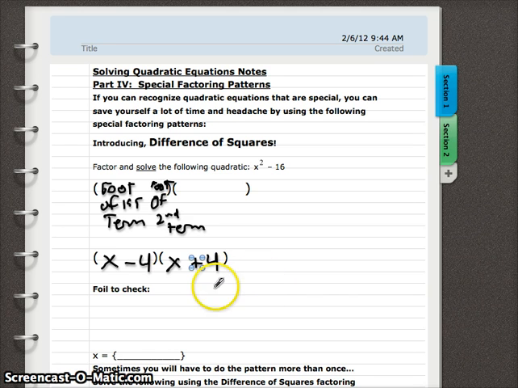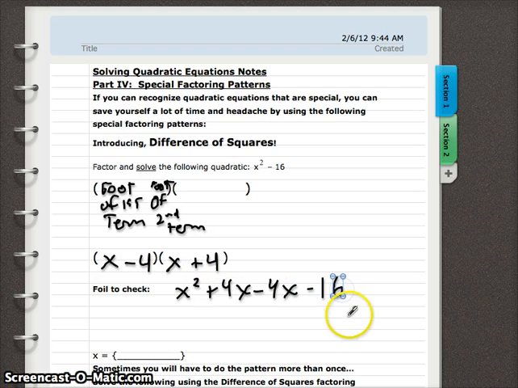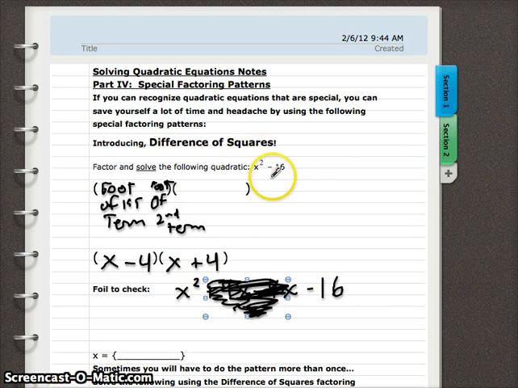We could FOIL to check. X times x is x squared. X times positive 4 is positive 4x. Negative 4 times x is negative 4x. And negative 4 times positive 4 is negative 16. Combine your middle terms and you'll find that they cancel each other out. Positive 4x minus 4x cancels each other out. And that is how we get two terms in a difference of squares, right? We got x squared minus 16. That's what we started with.